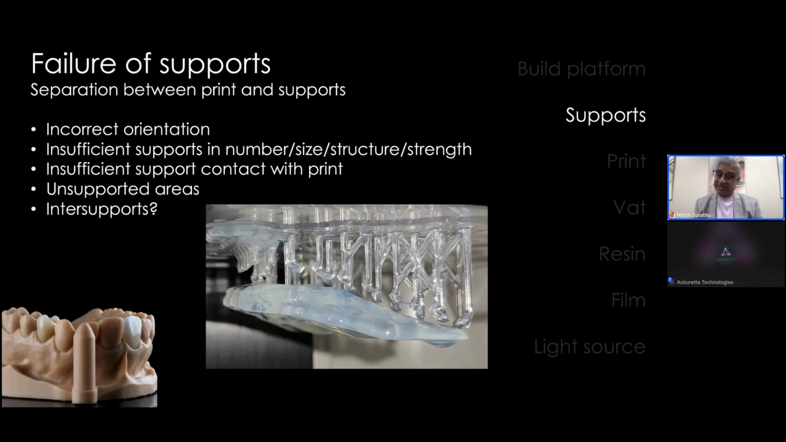You can also have unsupported areas in a print, and those are things you should look out for. You should always view your slices before you take a print forward. But usually with Alpha AI, it's got it all figured out. And sometimes with some prints, you may need intersupports. I see these commonly on the palette of a denture, for instance, and I think there's a picture of one in this presentation, and I'll mention it at the appropriate time as well.